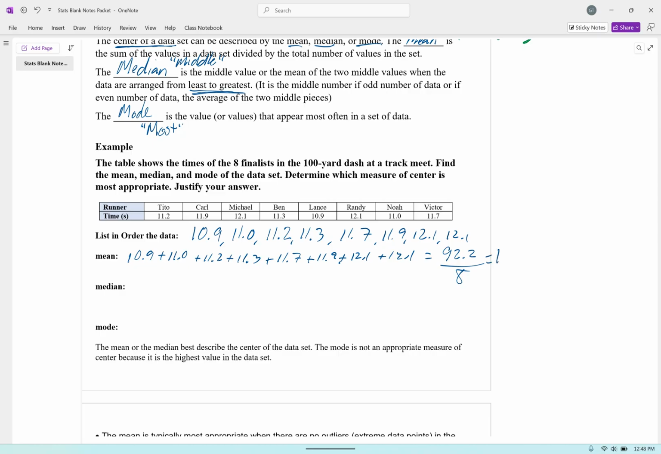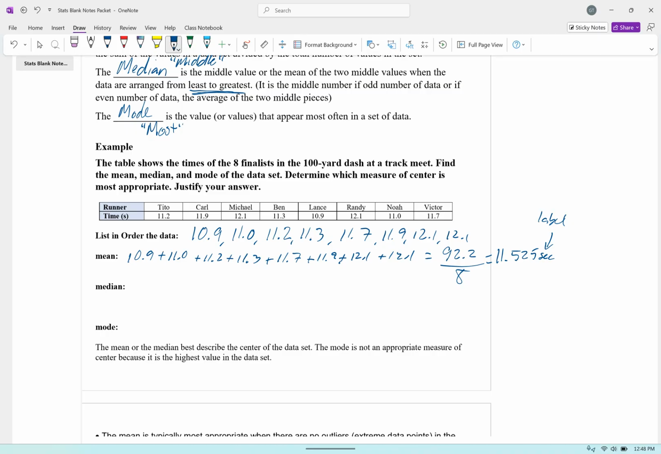And so in this case, it is 11.525 seconds, right? I want to make sure that I'm putting that label, that context in there as well. Okay. So now, the median.